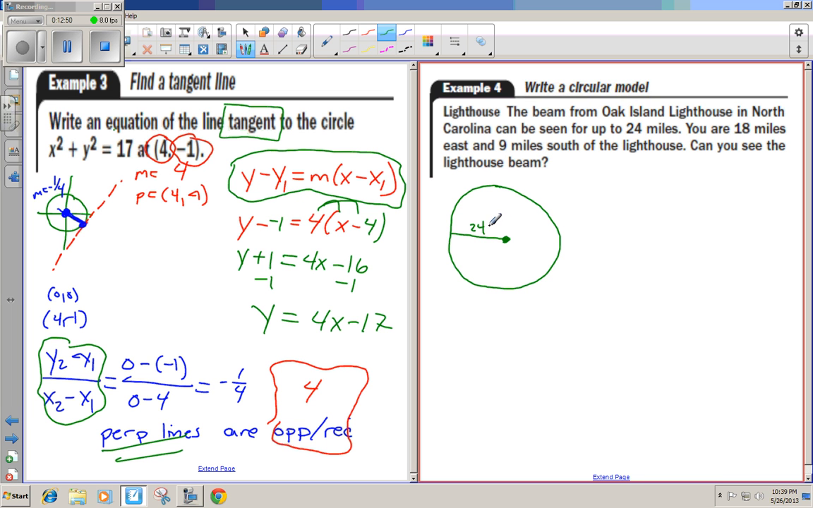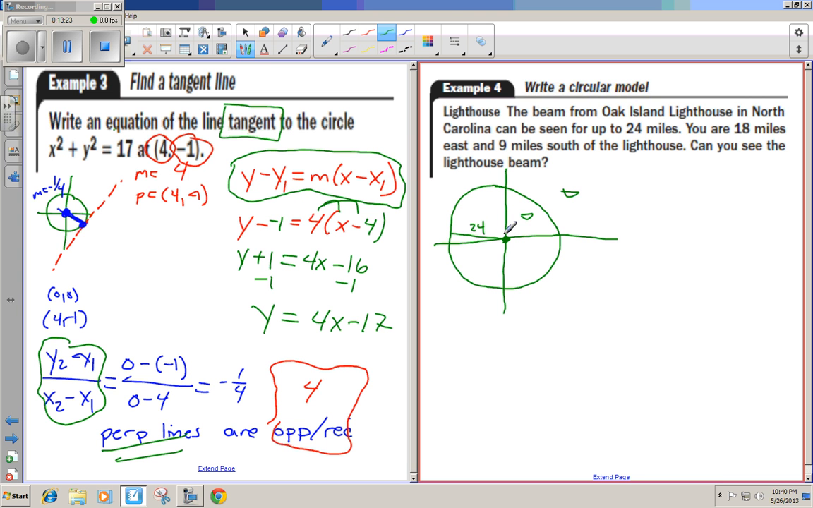So what you're looking at doing here is you're trying to figure out, is 9, 18 within this circle? So you're on a boat somewhere, and your boat might be here, it might be here, it might be right on that line. The question is, can you see the lighthouse beam?